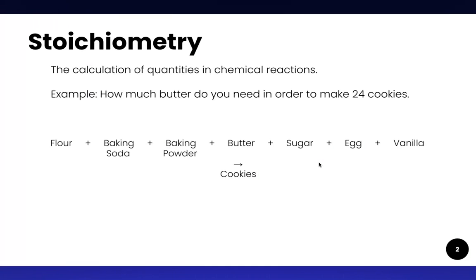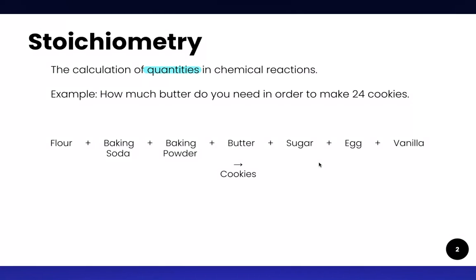Stoichiometry is the calculation of quantities in chemical reactions. So it's asking if you have a certain amount of reactant, how much product can you produce? Or if you need a certain amount of a product, how much reactant are you going to need?